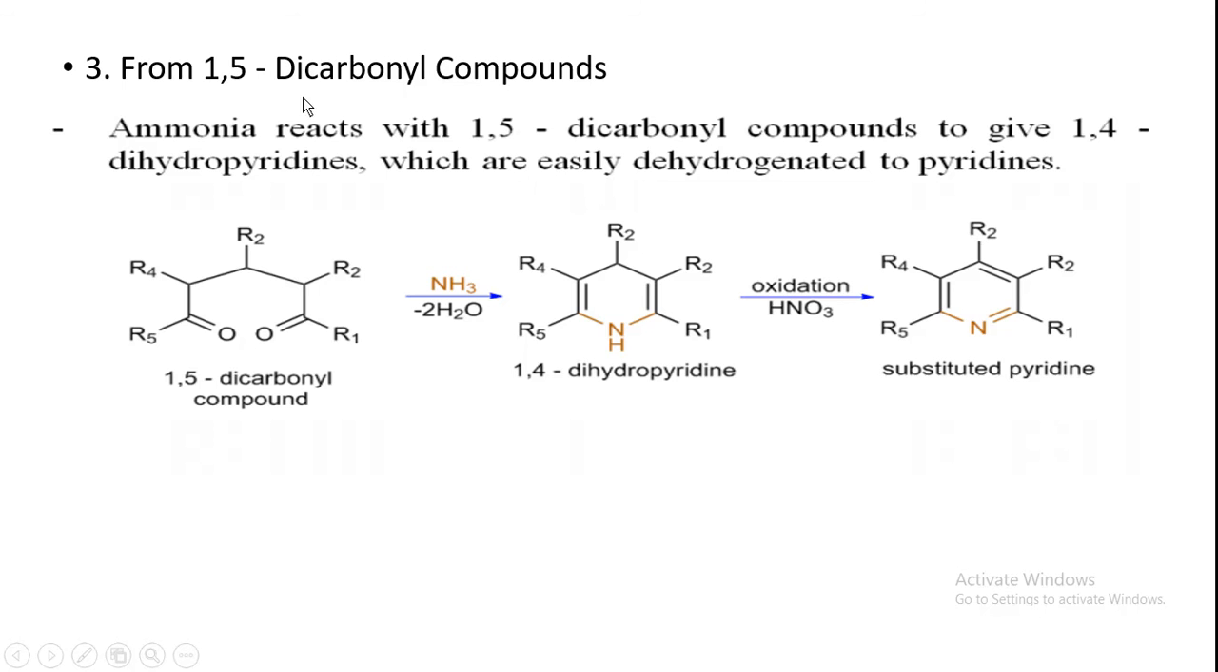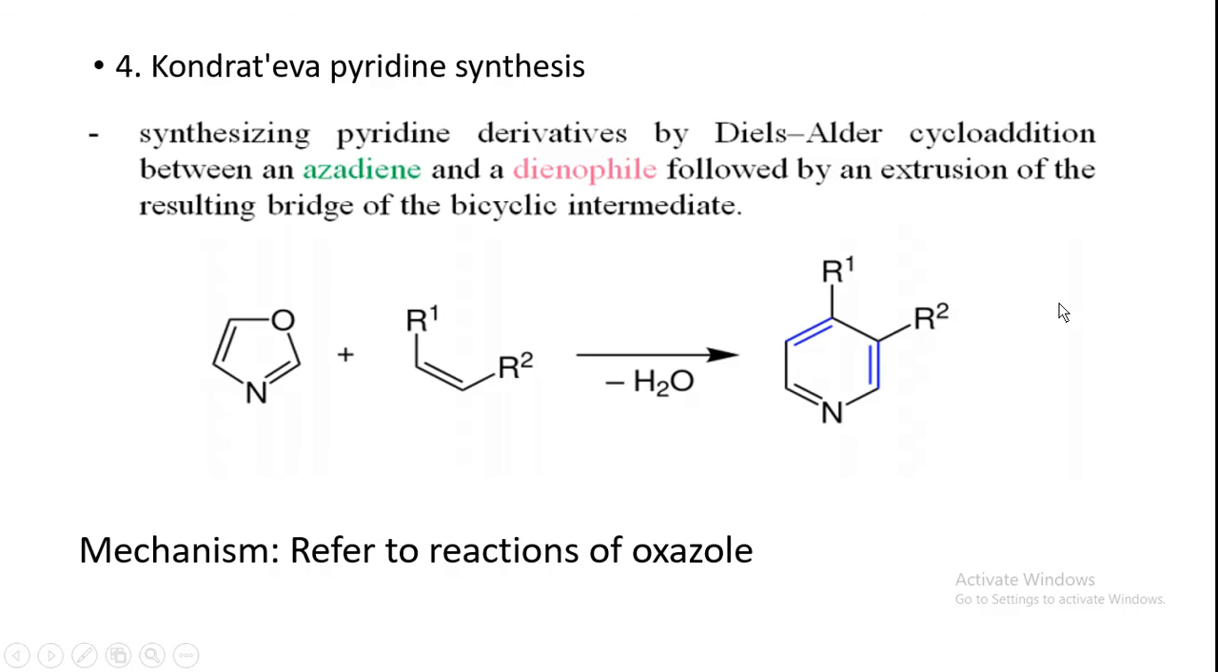So next, from 1,5-dicarbonyl compounds. Ammonia reacts with 1,5-dicarbonyl compounds, 1, 2, 3, 4, 5, to give 1,4-dihydropyridine. So this is 1,4-dihydropyridine in presence of ammonia. Then these are easily dehydrogenated, you just do oxidation, that means addition of oxygen or removal of hydrogen. So you just remove hydrogen from these two places, one hydrogen from here, one hydrogen from here, in oxidation in presence of HNO3, so you will get substituted pyridine, okay.